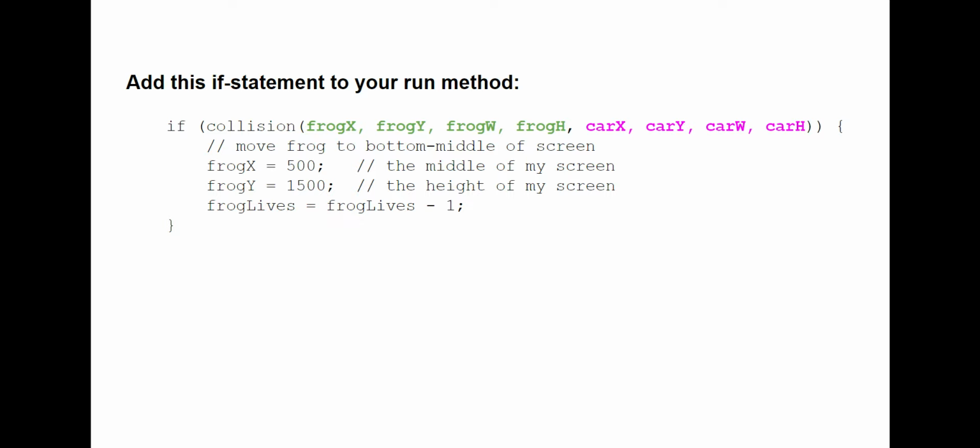You will notice that I have given this collision if statement all 8 pieces of information. I have given it the frog's coordinates, the frog height, the frog width, the car's coordinates, the car's width and height. If this if statement runs, it will reset the frog x to 500 and the frog y to 1500, which is the bottom of my screen, and it subtracts 1 from the lives.